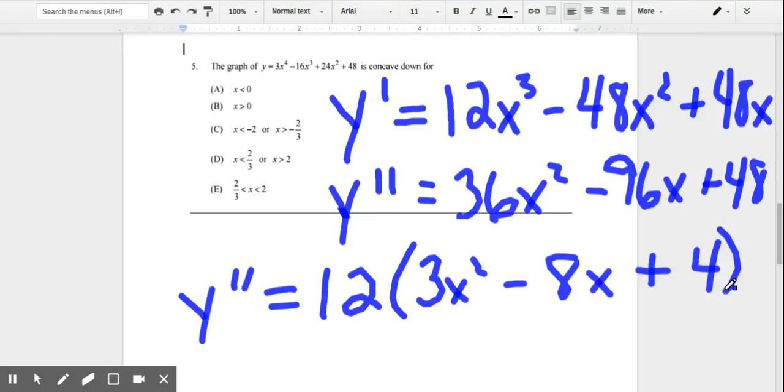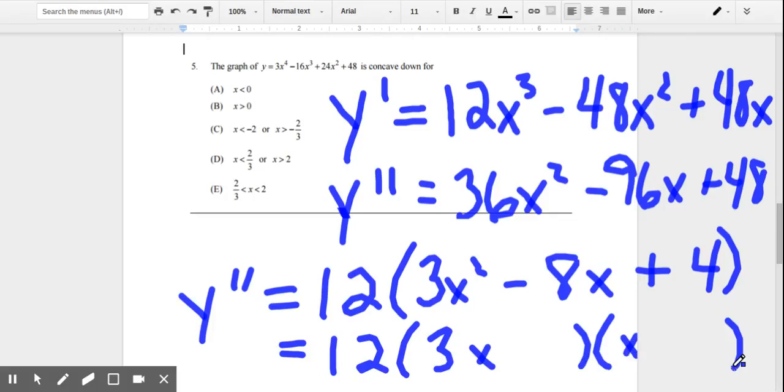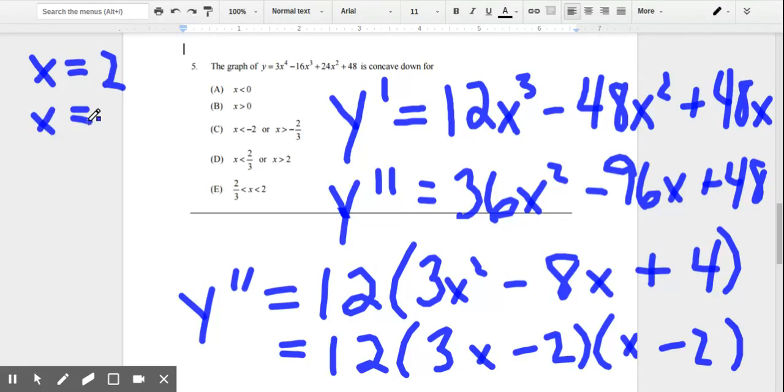plus 4, which, to simplify it one more time, is going to give us 12 times 3x minus 2 and x minus 2. So factored here, I have two possible points of inflection, specifically at x equals 2 and x equals 2/3, as that's what's going to make my two factors equal to 0, thus being potential points of inflection.